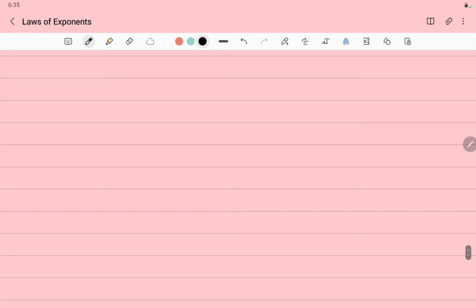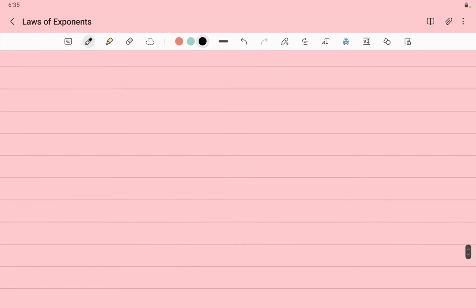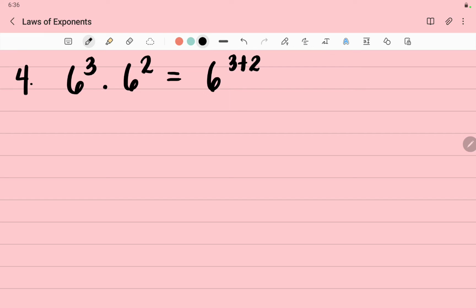What if we have, number 4? Let's say we have 6 cubed times 6 squared. Okay, same bases. So we have now 6 raised to 3 plus 2. We have now 6 raised to 5, and express it in a final answer. We have now 7,776.